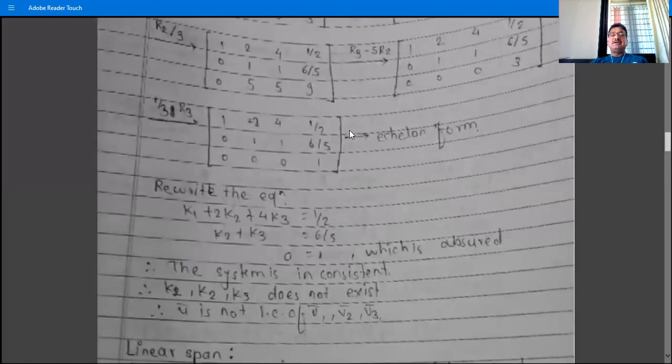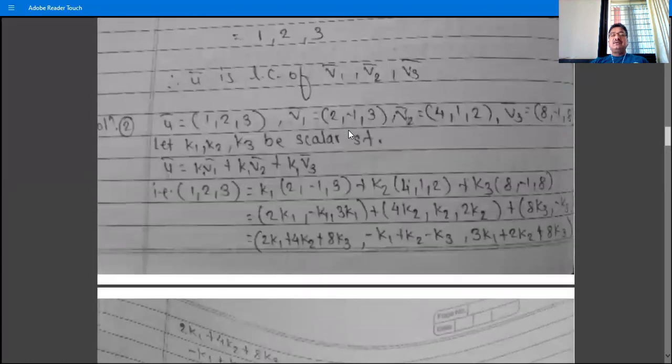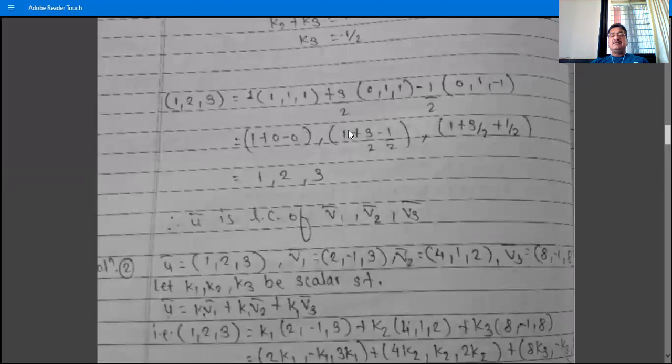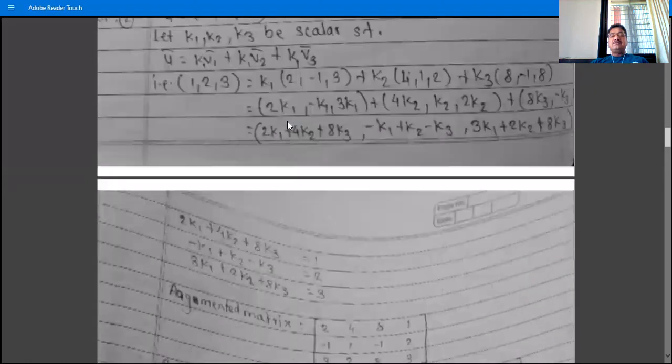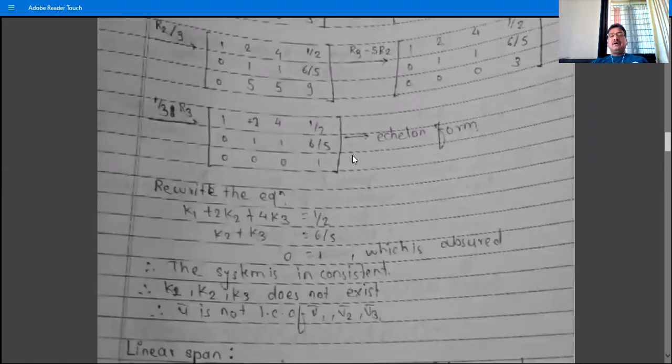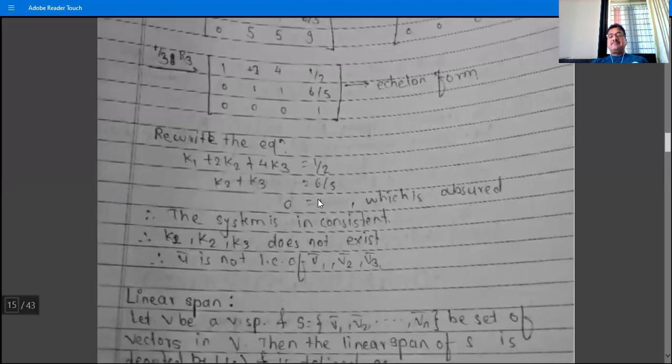If you observe the previous example, in the second example of linear combination, this vector is not a linear combination of these three vectors. How can we show this? If we solve the system, then we have 0 equal to 1, an absurd, impossible, wrong statement. And that is why we say the system is inconsistent. Or in another way, we say that the rank of A is 2 and the rank of AB is 3, and these two are not equal. And therefore the system is inconsistent. And this means K1, K2, K3 do not exist.